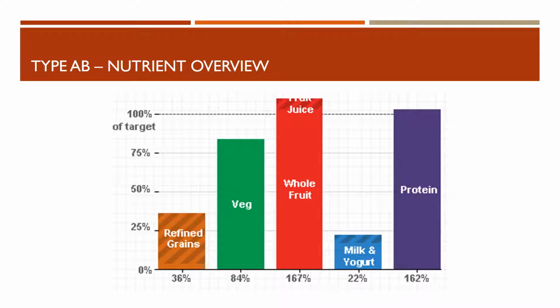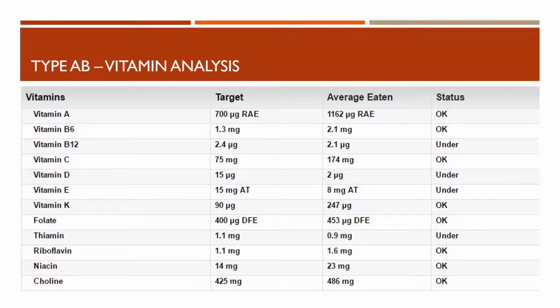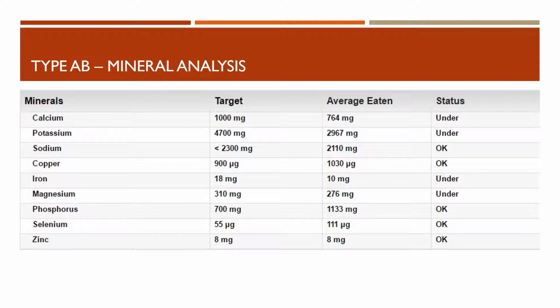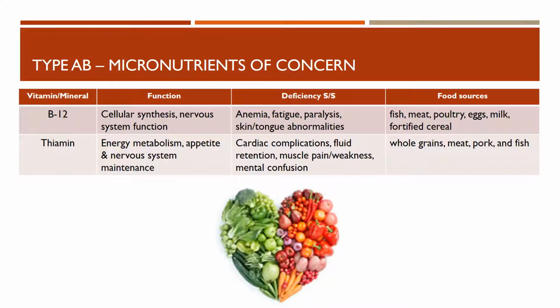Fruits do reach that 100% of recommended intake, and so does protein, but vegetables are a little low on this diet, and the grains and dairy on this diet are extremely low. So looking at the vitamin analysis for type AB, we see that it is deficient in vitamin B12, vitamin D, vitamin E, and thiamine. It is also low in calcium, potassium, iron, and magnesium.